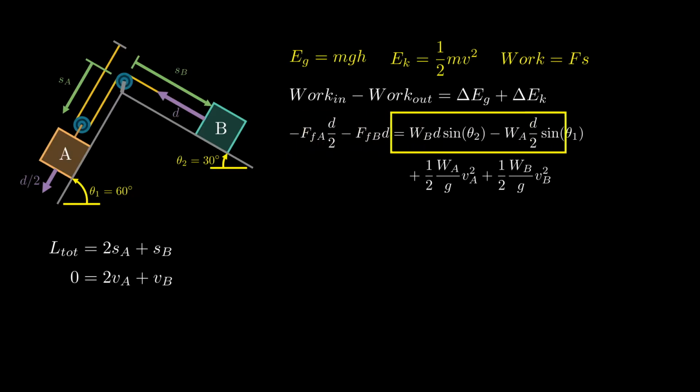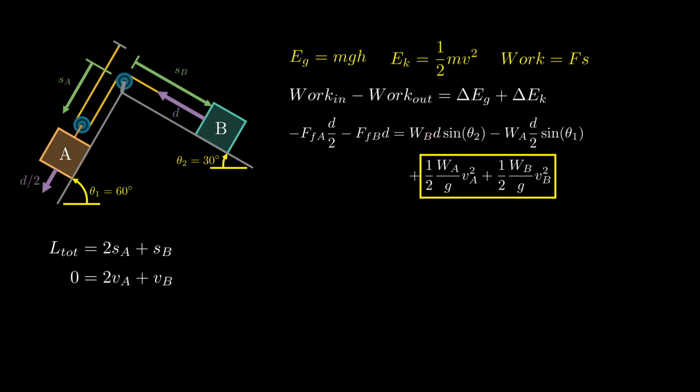The change in gravitational potential of each block is the weight, or mg, times the change in height. Block B raises in height by d sine theta 2, and block A lowers in height by d over 2 times sine theta 1. The signs are positive and negative, respectively. Lastly, we have the change in kinetic energy. The initial kinetic energy is just 0 since the blocks are released from rest. The final kinetic energy is 1/2 mv squared for each block.